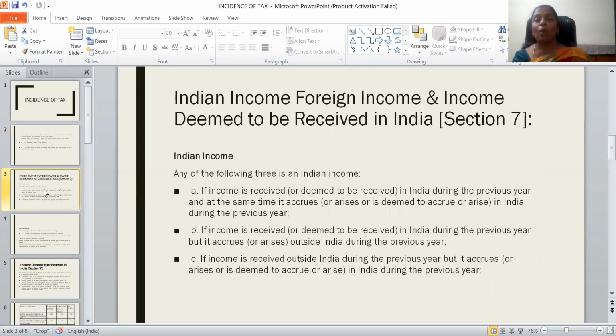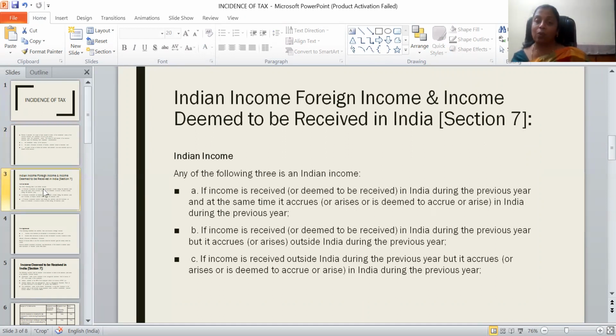So what is Indian income, foreign income, and income deemed to be received in India under Section 7? Indian income: any income which falls under these 3 categories is termed as Indian income.